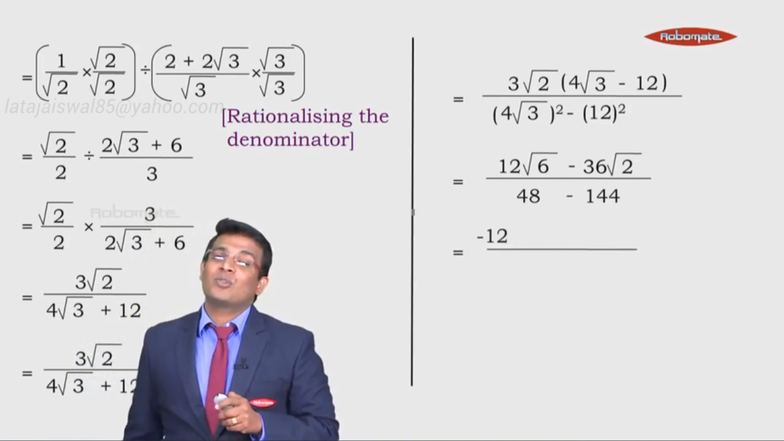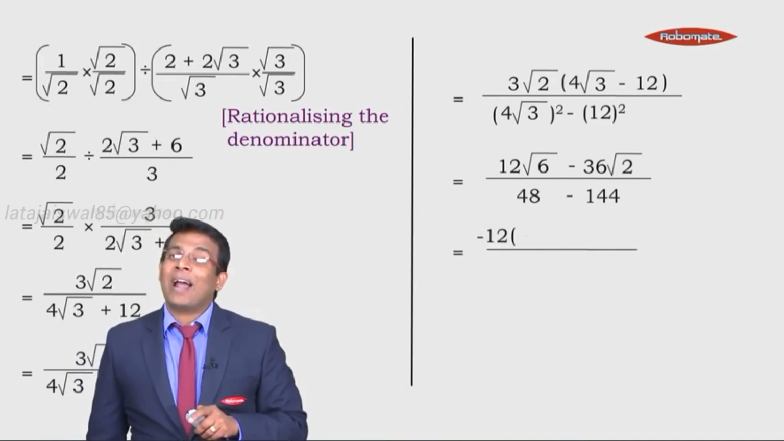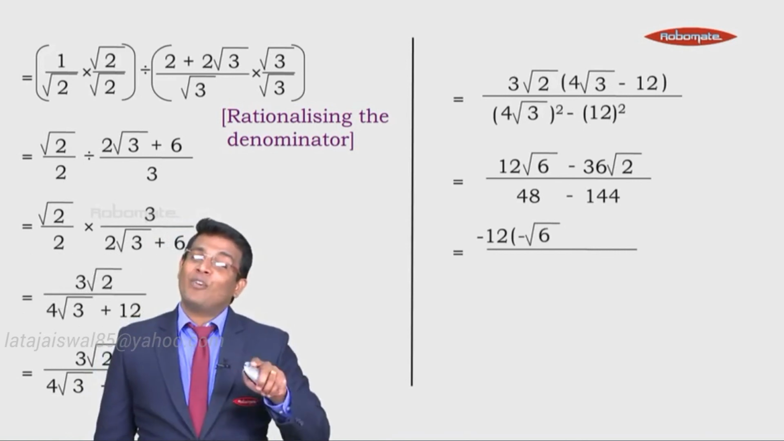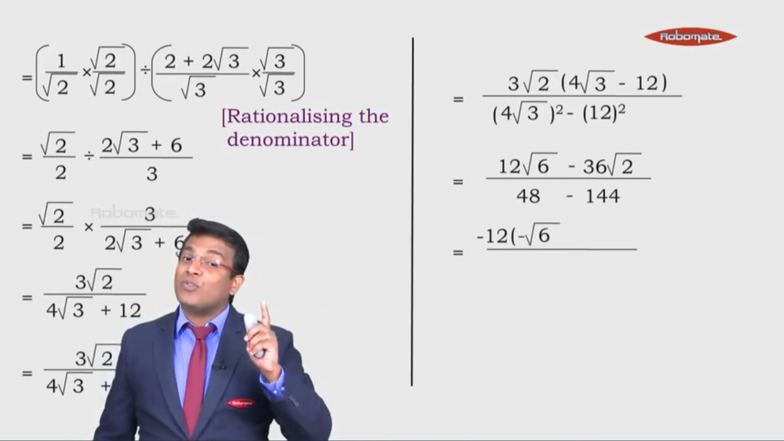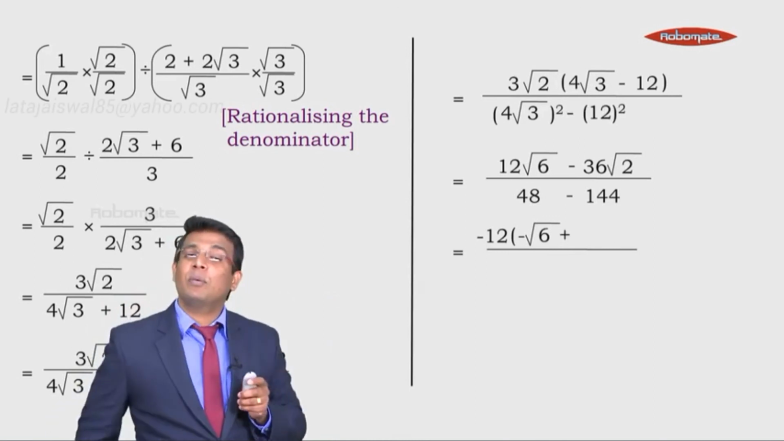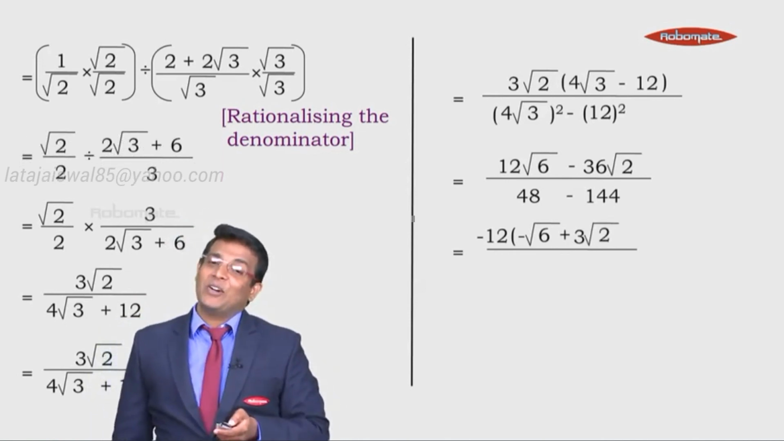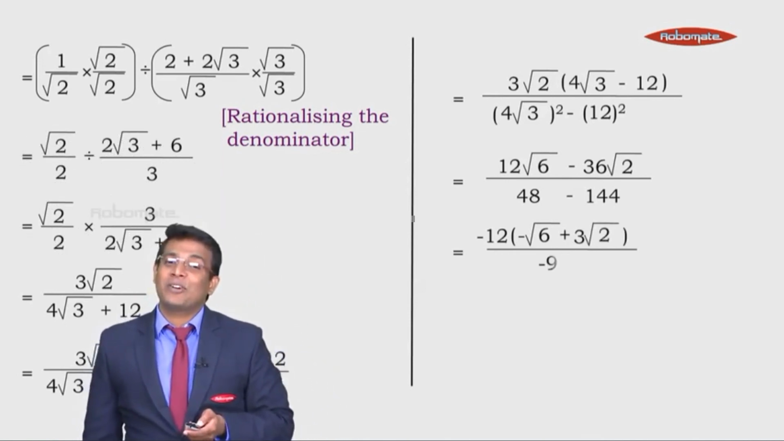So when we take minus 12 common there, what is left in the first term there? It would be minus of root 6, right? And what will be left in the next? So since we have taken minus common, inside the bracket it would be plus of 3 root 2, right? And in the denominator, as I said, it is nothing but minus of 96.